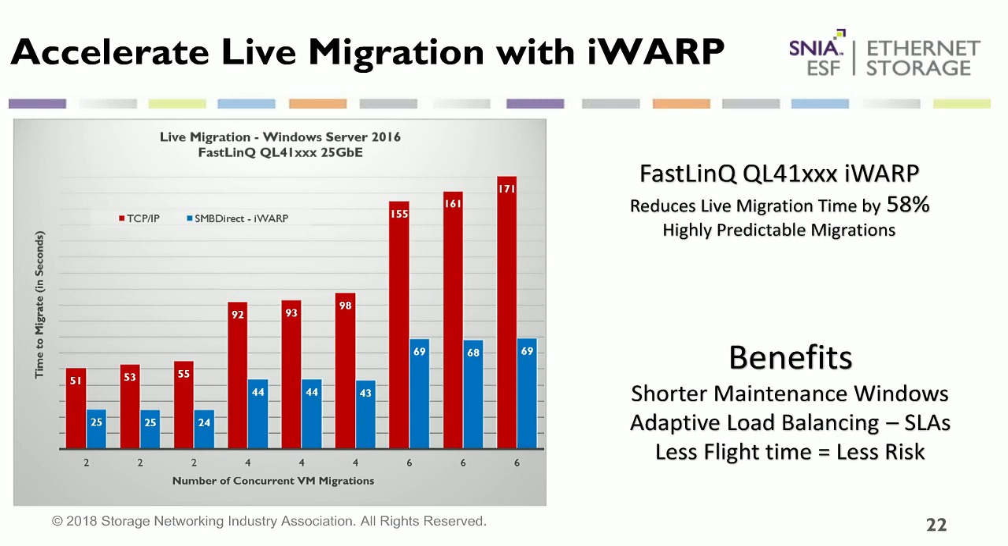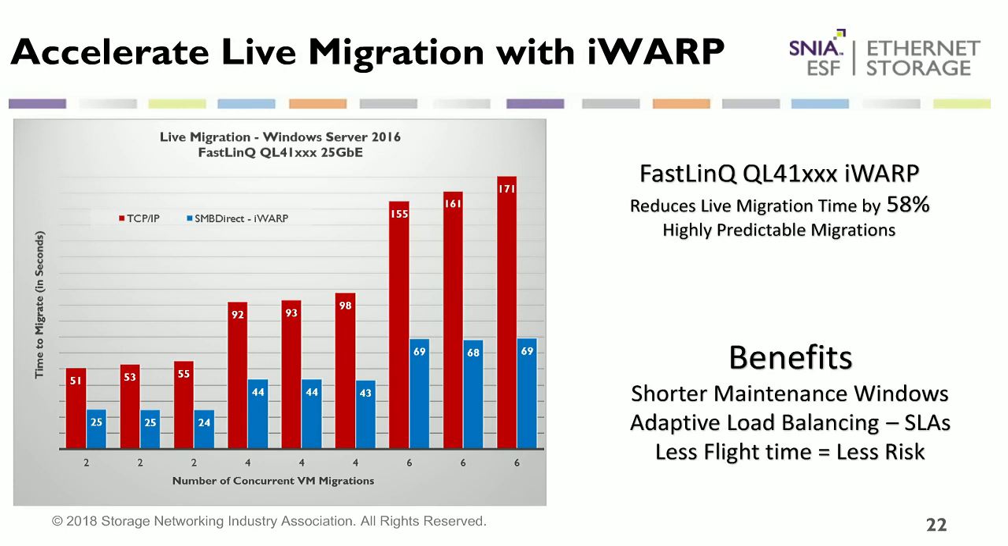Another example I can give you comparing iWARP with TCP is the Cavium FastLinQ 41000 NIC. That's a 2x25 gig NIC. This is a test case for live migration on Windows, comparing iWARP RDMA accelerated live migration versus TCP-based live migration. We have 3 different tests: 2 VMs, 4 VMs, and 6 VMs. Each test we repeat 3 times so that we can see a stable result.